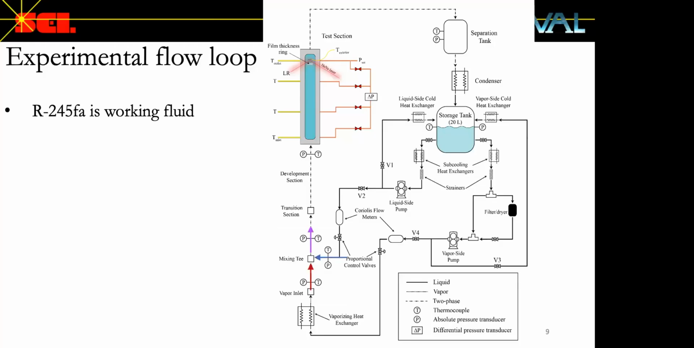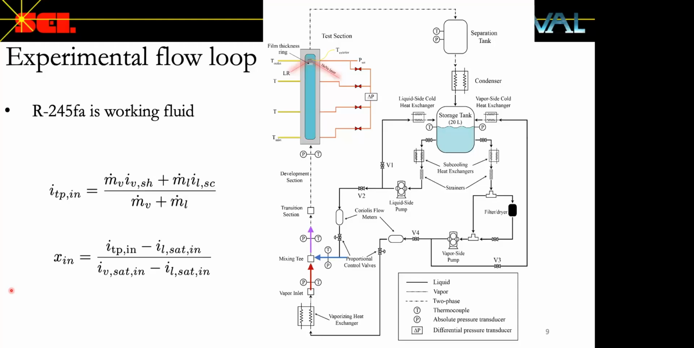After the mixing tee, the fluid flows upward through a well-insulated channel that provides enough length for the flow to become fully developed. Once the flow is fully developed, it enters our test section at the inlet, and the test section is seen here. We have verified that the heat loss to the surroundings from the development section is negligible, and therefore the enthalpy at the inlet of the test section is equal to the enthalpy at the outlet of the mixing tee. The inlet vapor quality can be calculated using the inlet enthalpy and the enthalpies of saturated liquid and vapor phases evaluated at the inlet pressure of the test section.